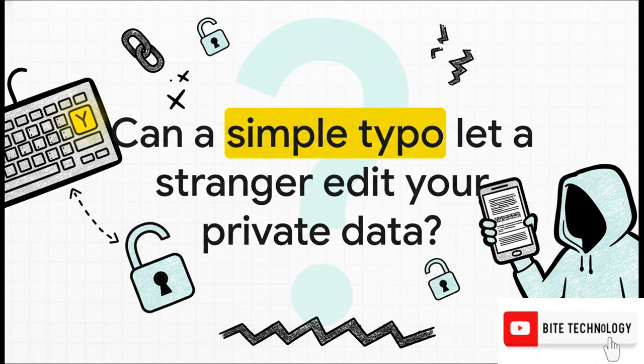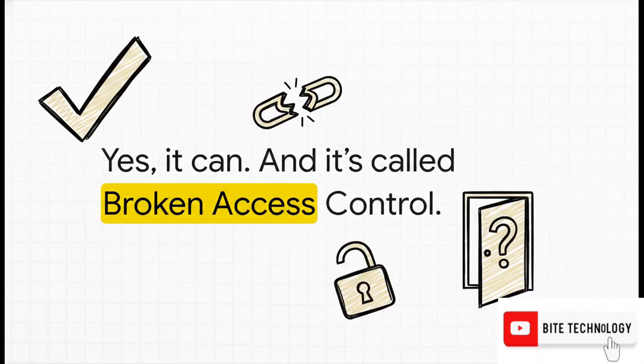So to kick things off, just think about this for a second. Could a tiny change in a web address, something almost like a typo, let a complete stranger see or even mess with your private information? Well, the answer is, yeah, it absolutely can. And this isn't some crazy far-out scenario from a movie. It's a real-world vulnerability, and its name is broken access control. So let's break down what that actually means.